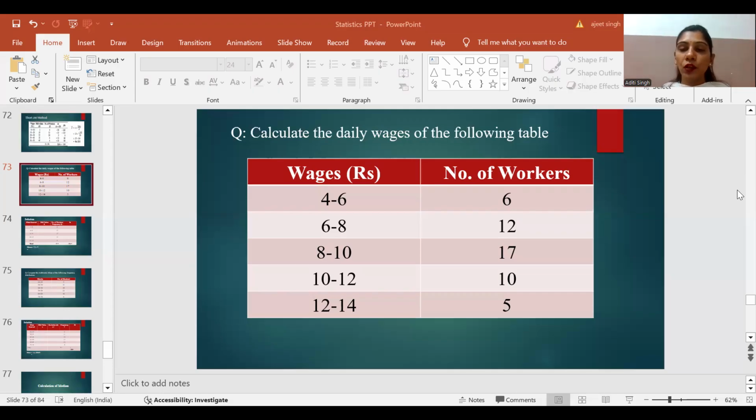Basically, the number of workers is our frequency, which is given in this question, and from the wages, which are class intervals, we have to find the mid value. I have also discussed this in the previous lecture. The mid value can be calculated by adding the lower limit plus the upper limit divided by 2. This is how we get the mid value of a given interval.